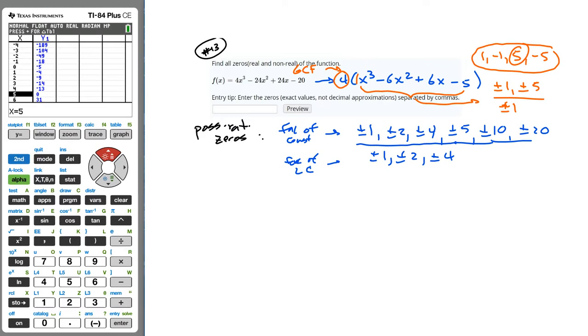So what do we know? We therefore know that x equals 5 is a 0, so therefore x minus 5 is a factor. I want to see what's left over. So to see what's left over, let's do a long division or a synthetic division.